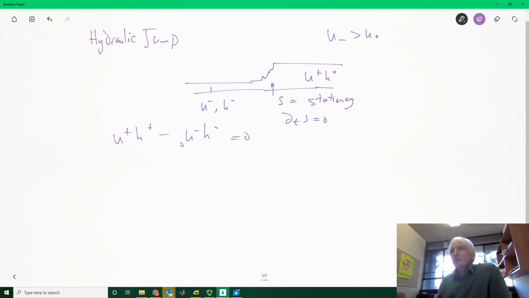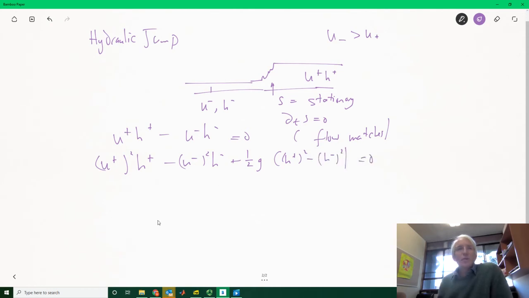and that's just because these are the flow rates, right? They have to match. The flow matches what we talked about, and that makes perfect sense. It's conservation of mass. So we've got u plus h plus going this way, and u minus h minus going that way. Okay, and then the other equation is u plus squared h plus plus a half g h plus squared equals u minus squared h minus plus a half g h minus squared.